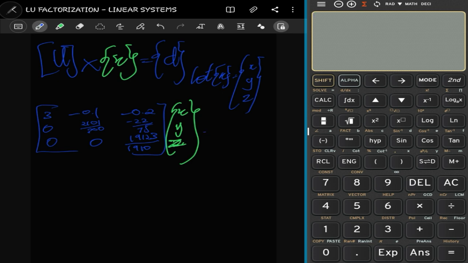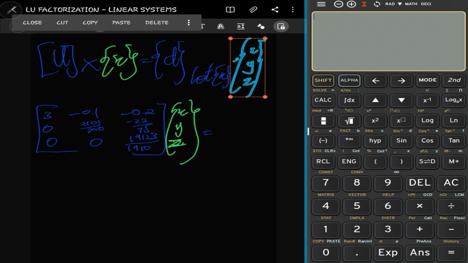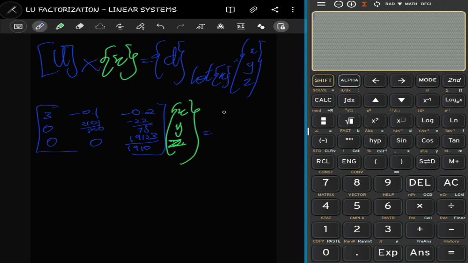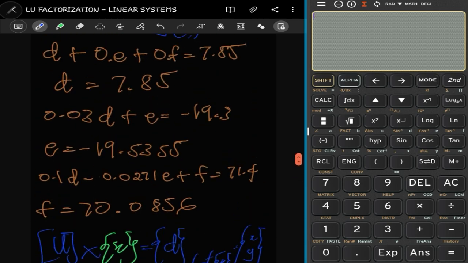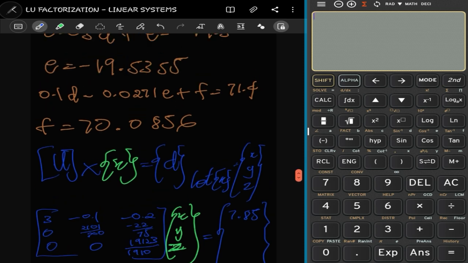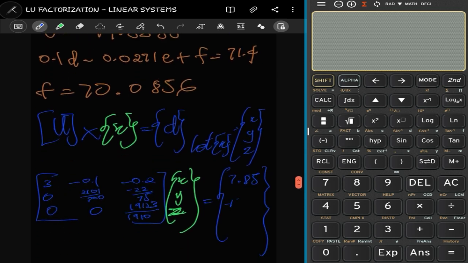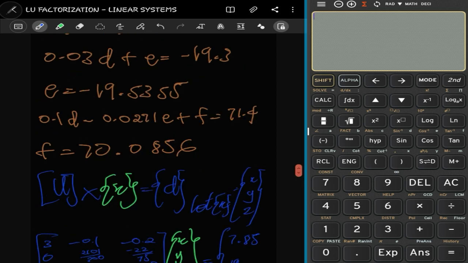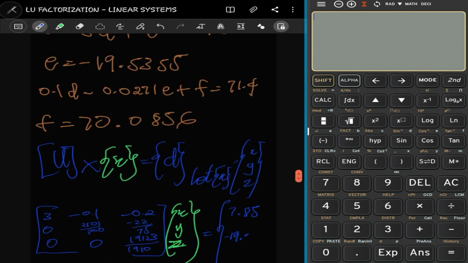So let's see. And it's equal to our D, E, F, right? Let's go to our D, E, F. We know the value for our D to be 7.85. Our E is minus 19.5355.